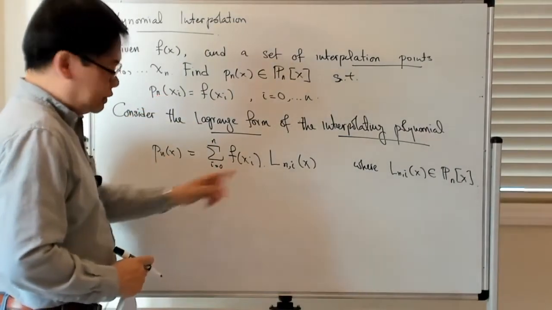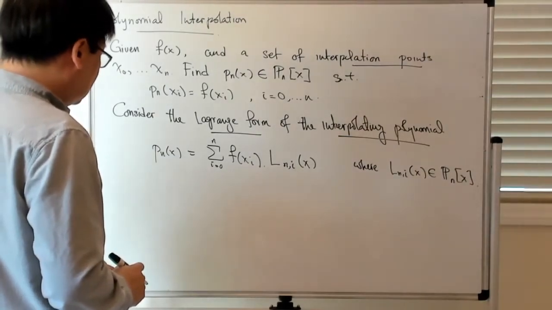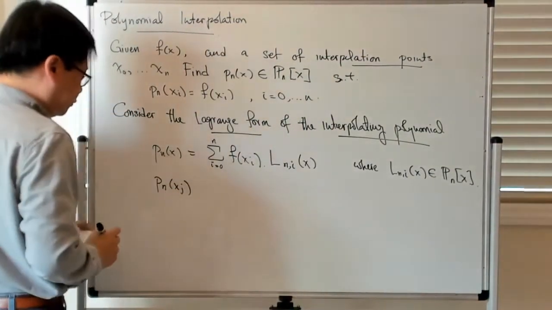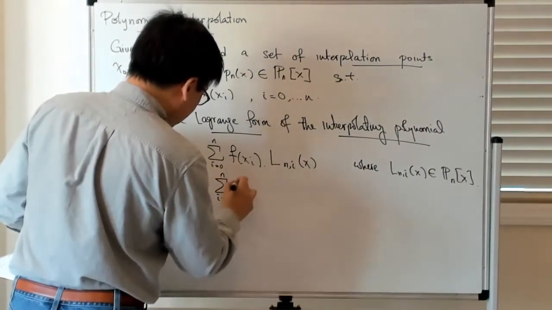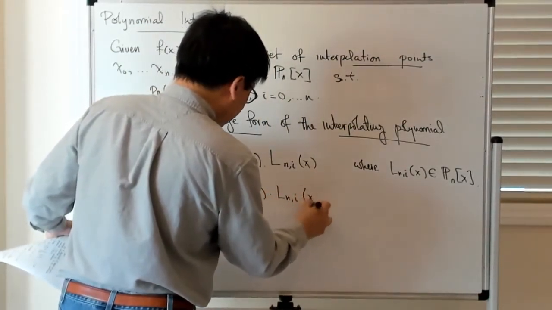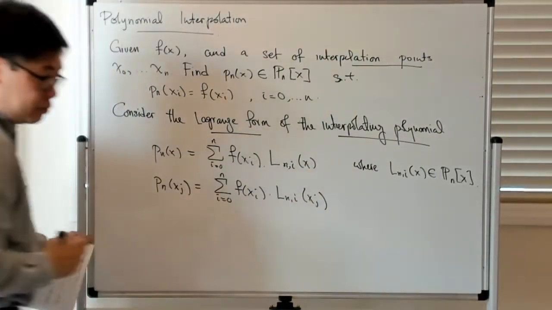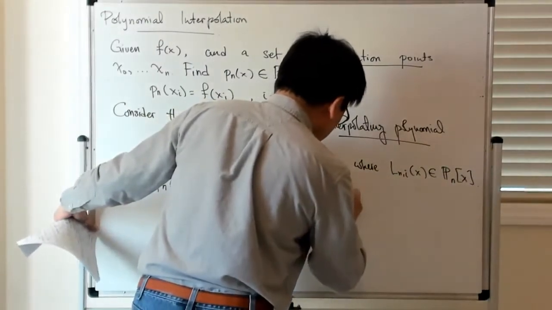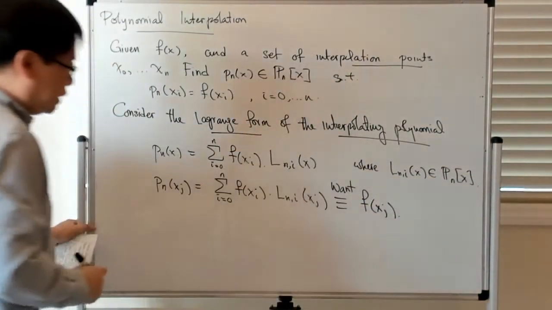And if you think about this and you want it to satisfy the condition that Pn at xi is f at xi, then one way to see this is: let's say Pn at xj is equal to the sum from i equals 0 to n of f at xi times L n i at xj. That's what happens when you substitute x equals xj in this first expression. And you want this to be equal to f at xj.